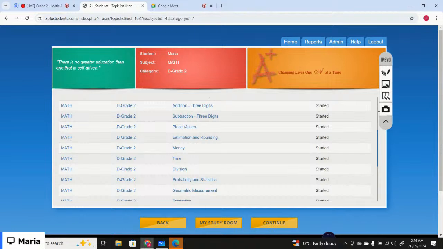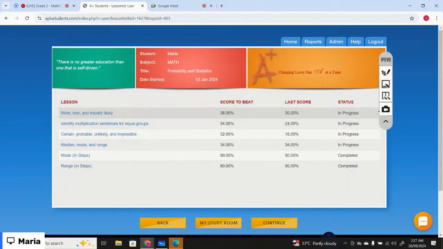Yes, here it is, probability and statistics. More, less, and equally likely. Let's just start with the lesson.